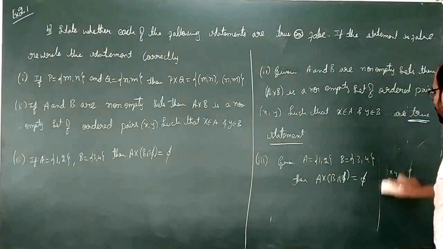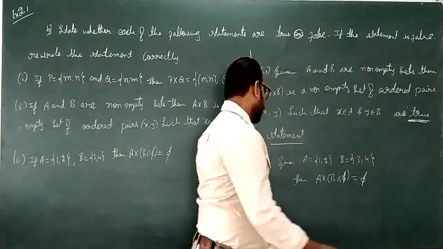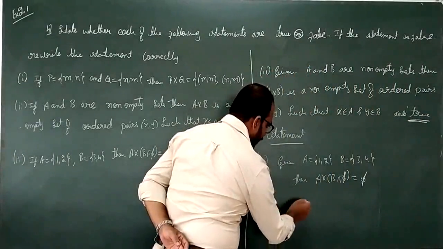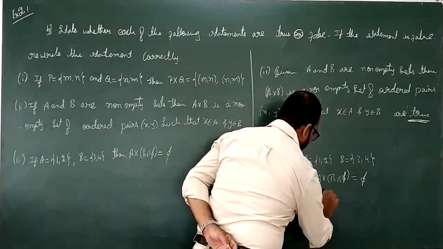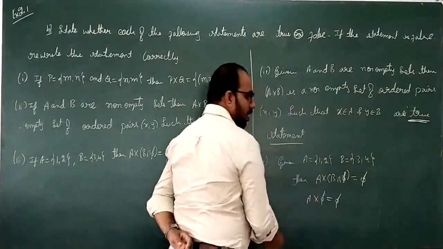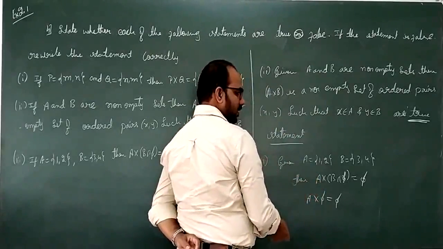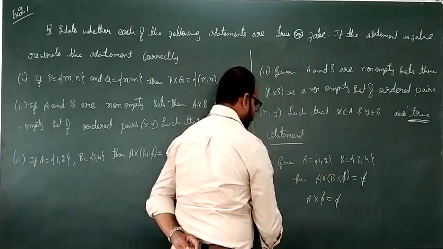That's why it is a true statement. Yes, this is it. Next, if you want, write down: A cross null is equal to null. Therefore, any set into an ordered pair of any set into a null set, or the Cartesian product of set A and the null set, is again a null set.